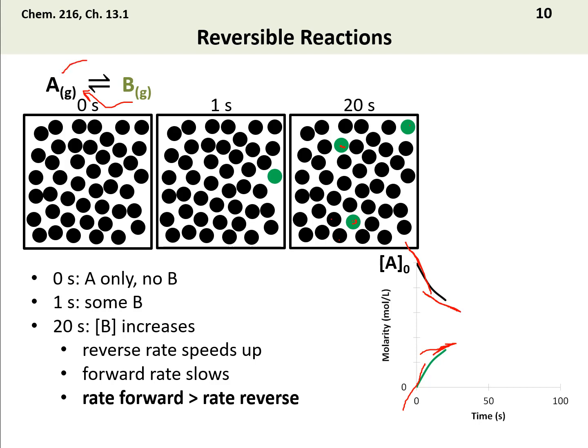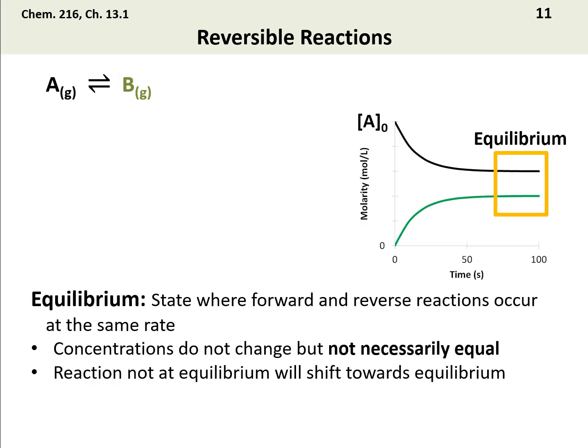I have less A, so this is. Okay? But still, I have more of my reactant A, so my rate forward is still going to be faster than my rate reverse. Okay, so over time, this is what happens. My amount of A decreases until it comes to the state where it stops changing. And my amount of B increases until it comes to a point where it stops changing. This is what we call equilibrium.